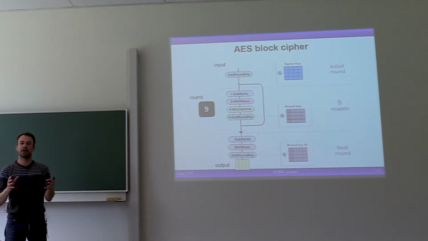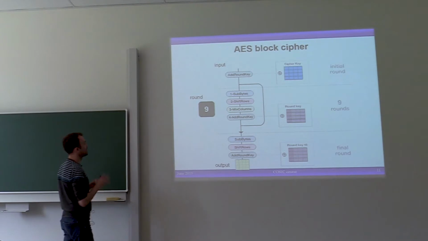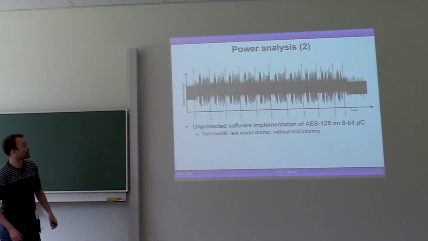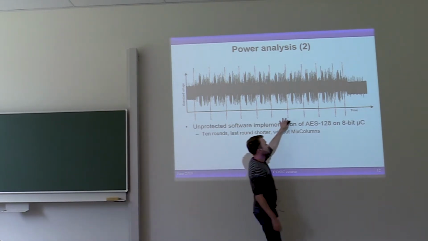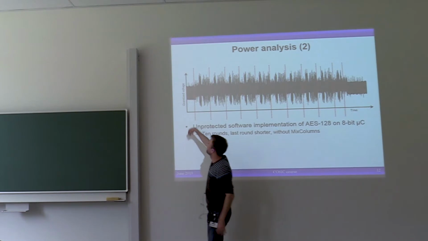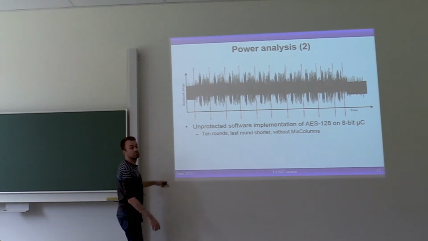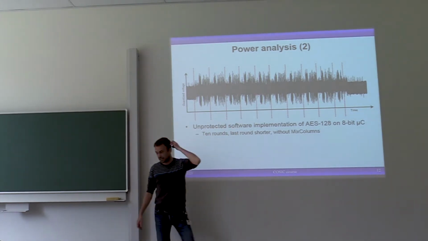Now we take a very simple smart card, an 8-bit microcontroller. We ask somebody to implement AES in assembly and run it on that microcontroller, and we measure the power consumption. And we get a picture like this. Here we have time on the x-axis. On the y-axis we have how much power is consumed. And to make it a bit easier to spot, especially on the slide, we already inserted these red dotted lines.